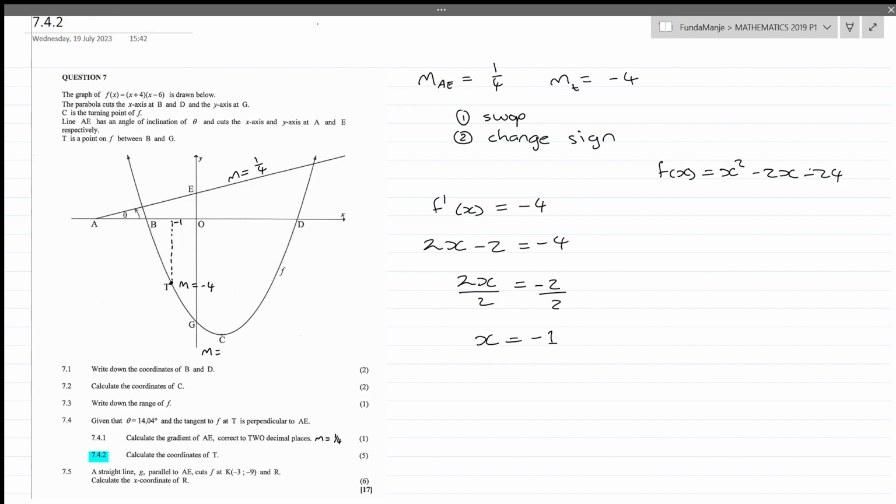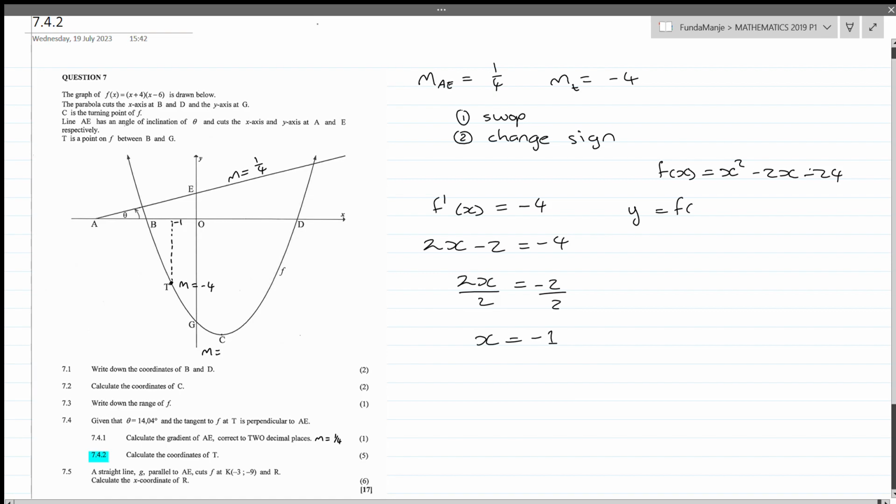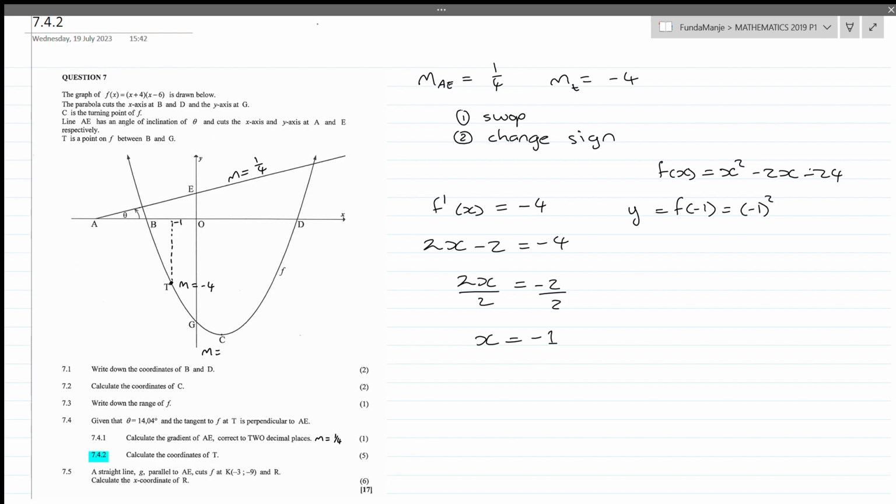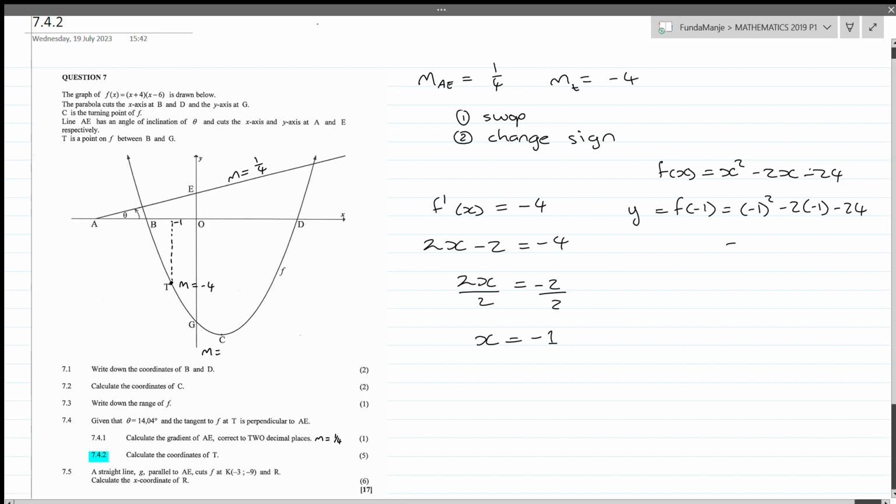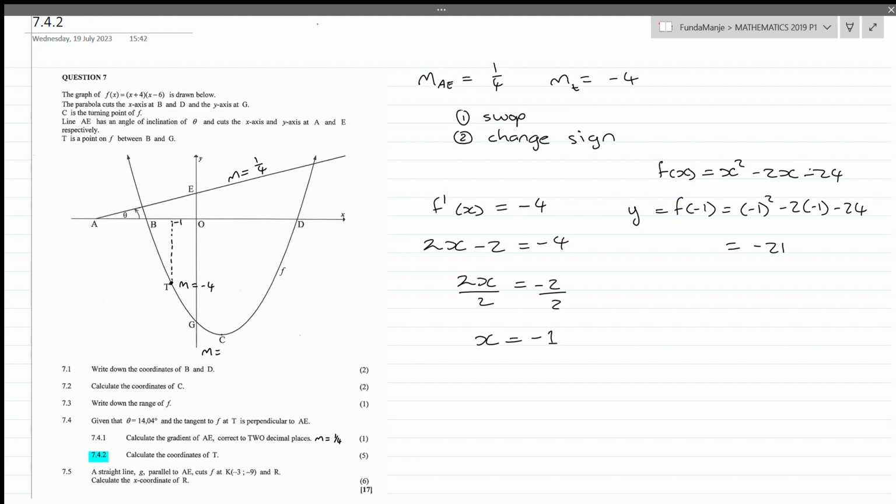Then if our x is -1, our objective is to get coordinates. We still need the y value, so we need to find y when x is -1. Everywhere we see x here, replace it with -1: (-1) squared minus 2(-1) minus 24. Putting all that on your calculator will give you -21. And then you can say, therefore, the coordinates for T will be (-1; -21).